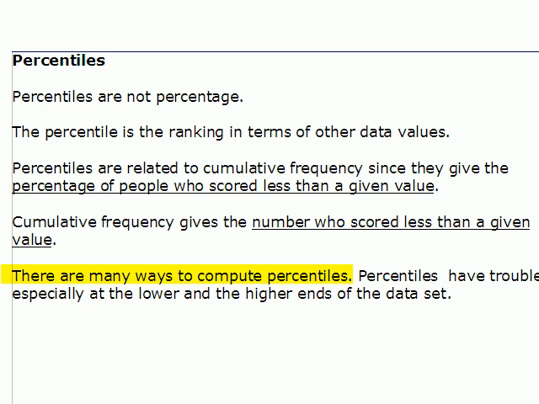Here's what a percentile is trying to convey. Recall a cumulative frequency. The cumulative frequency gave the number of people who scored at or less than a given score. The percentile tries to express the same information in percentage. So it's a percentage of the people who scored less than a given value. So a percentile is a percentage rank, right? Not exactly a percentage. It's something that's written in percent, but it means the percentage of the people who scored less than a given value. Percentages have trouble, especially at the lower and higher end of data sets.